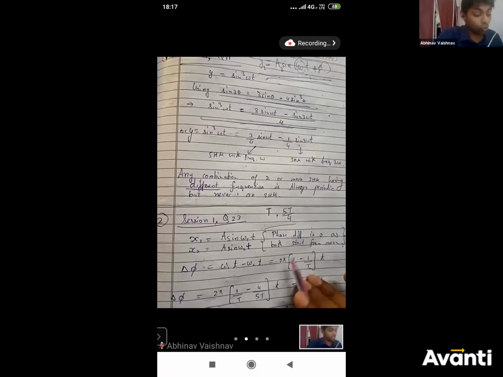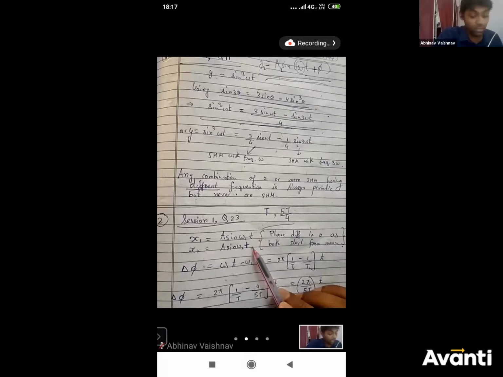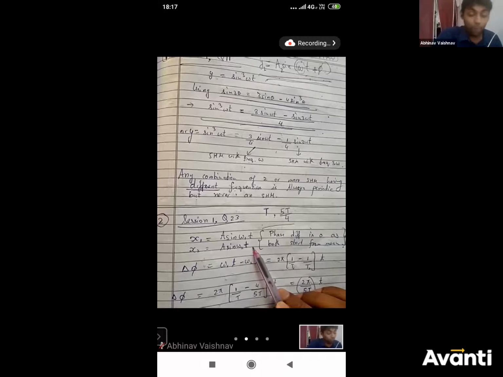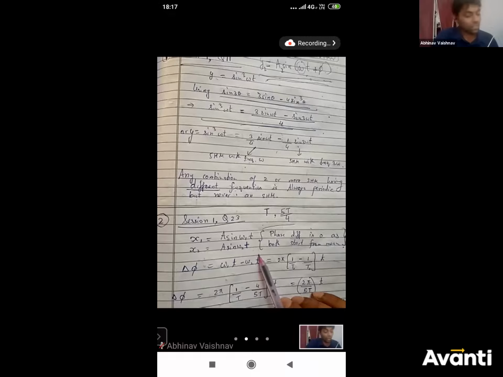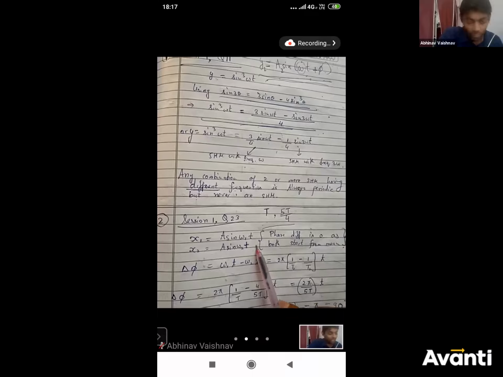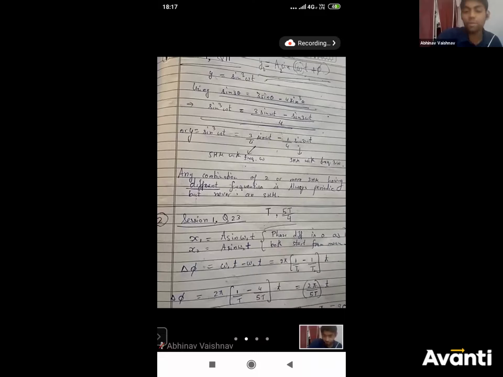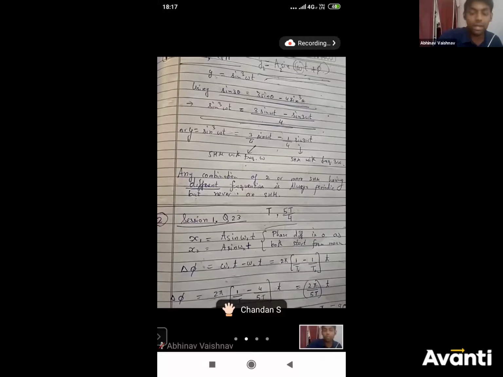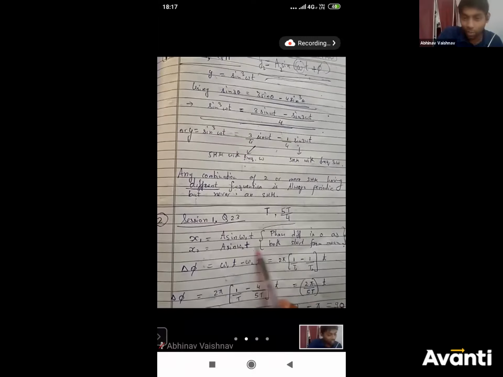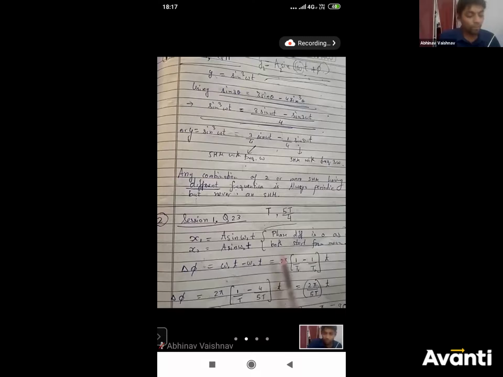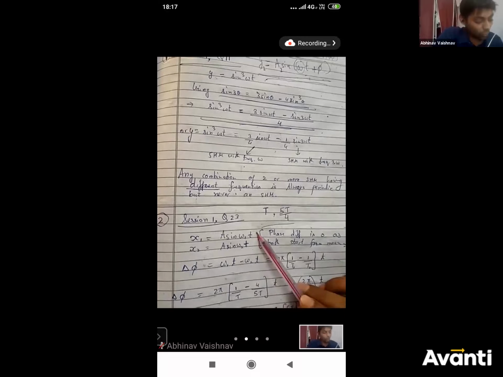The reason I have taken phi as 0 for both is because the question is saying both of them start from the mean position. Since both start from the mean position, that is why I have not added a phi here. Because at t equals 0, both start from the mean position, which means at t equals 0, x should be 0 for both of them. That is why we have not added phi here. So this is the function for the first one and this is the function for the second.